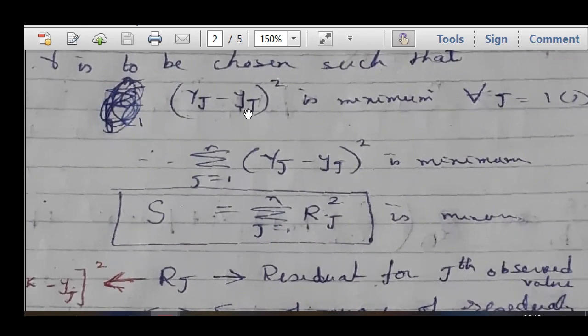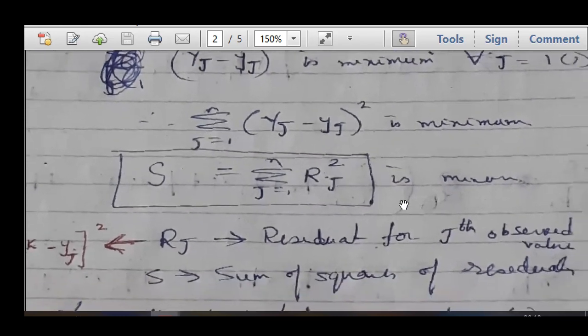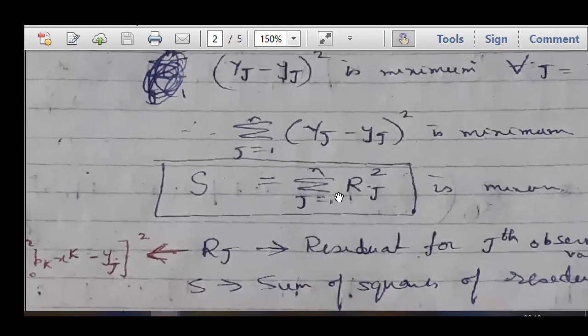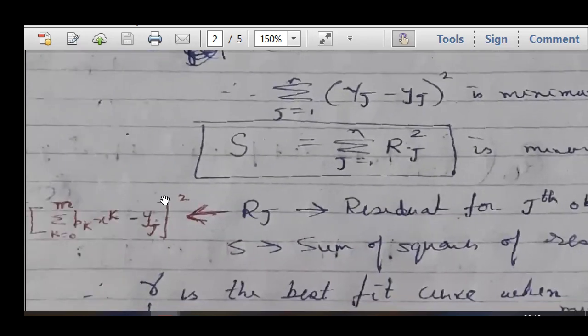This whole square thing has a specific name. It is named the residual for the jth observed value. Residual means the difference between what is actually given and what it should have been if it was on the curve which we are taking. And this capital S is nothing but the sum of the squares of the residuals. This thing we are taking as Rj.